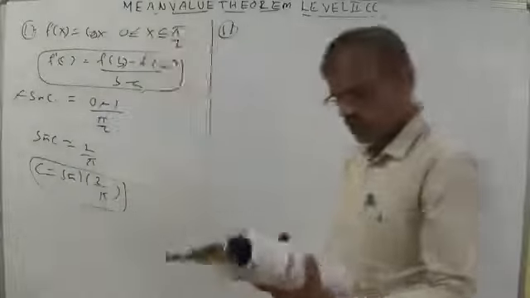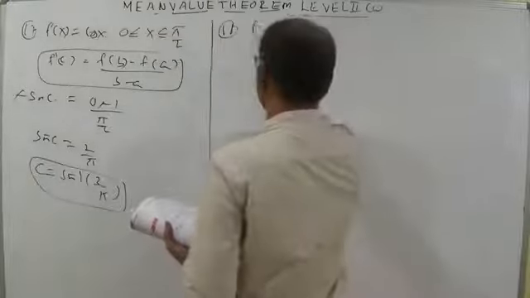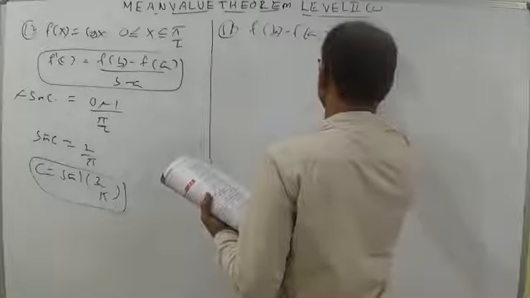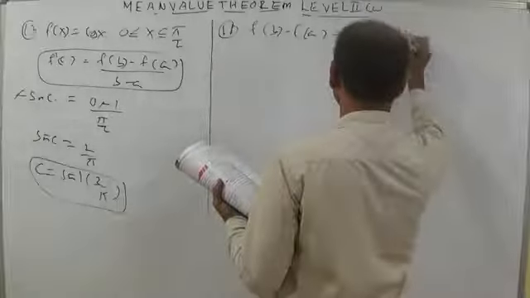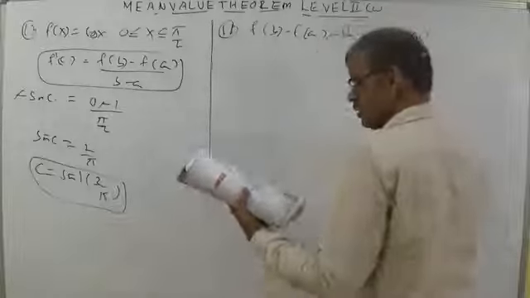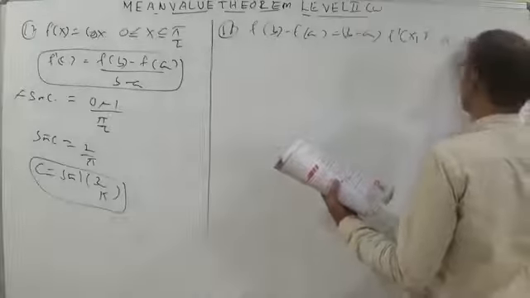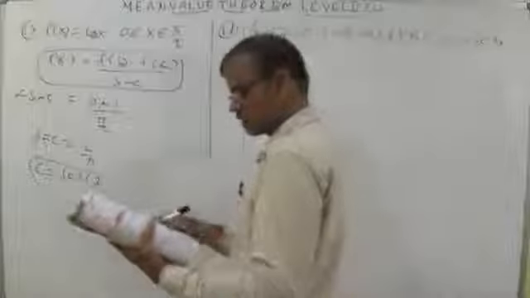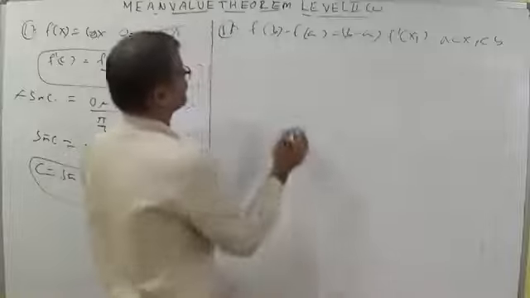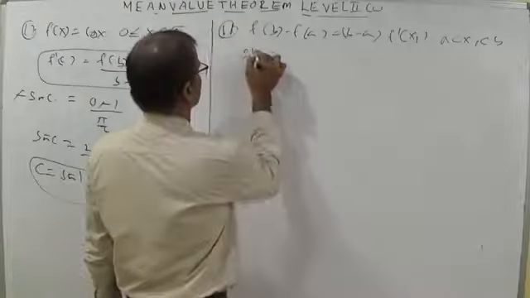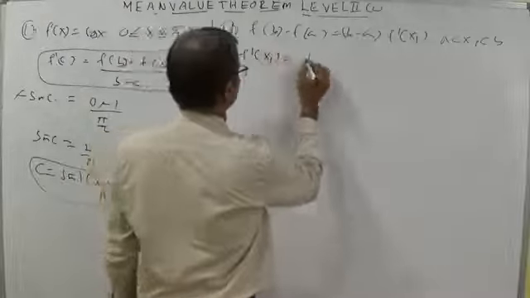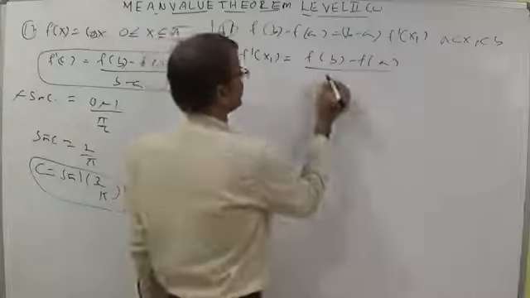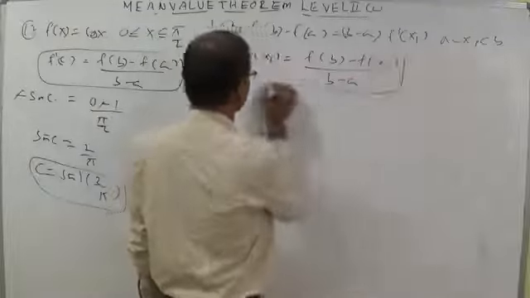Last question of level 2 classwork, 18th question. According to the condition, he gave f of b minus f of a is equal to b minus a into f dash of x1, and the condition a less than x1 less than b. If f of x equal to 1 by x, then what is the value of x1? You should try to understand that f dash of x1 is equal to, according to Lagrange's mean value theorem, f of b minus f of a by b minus a.